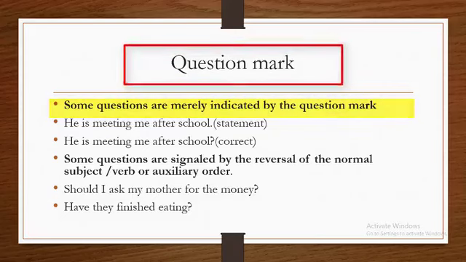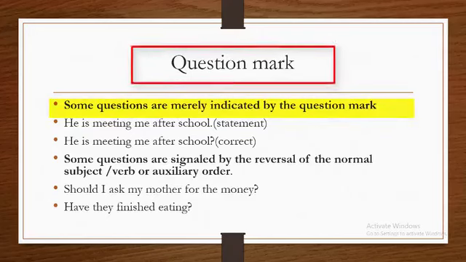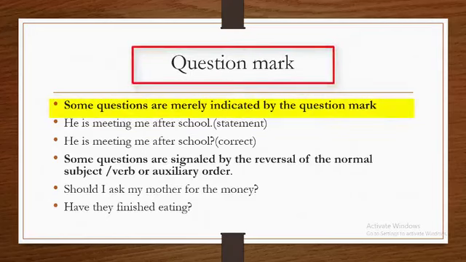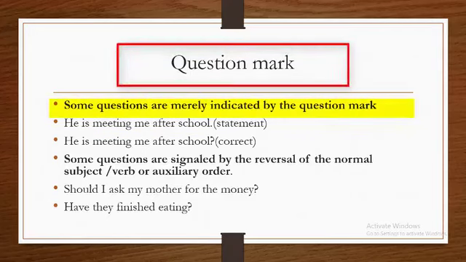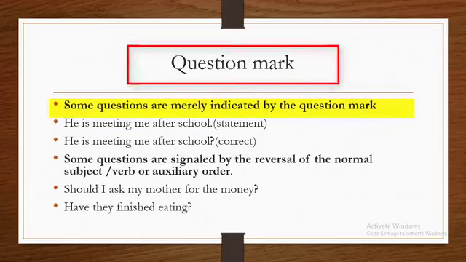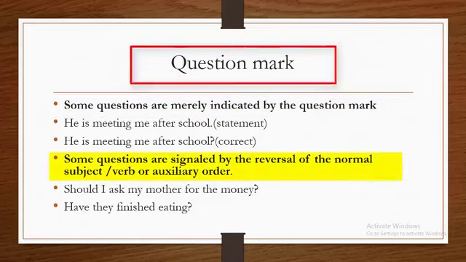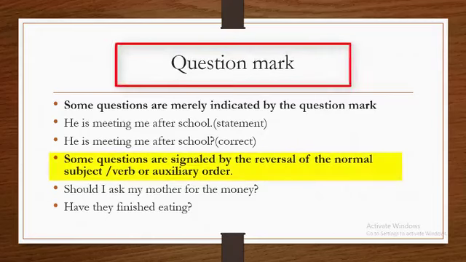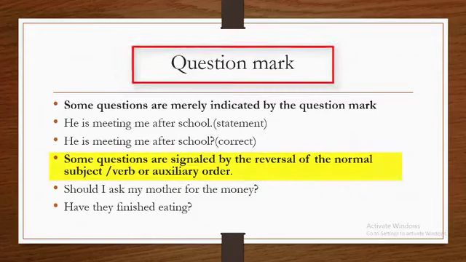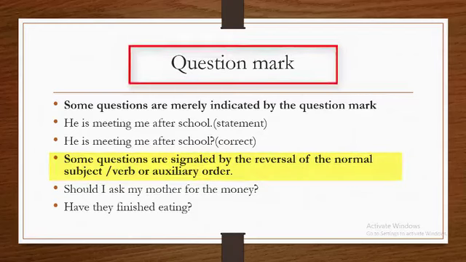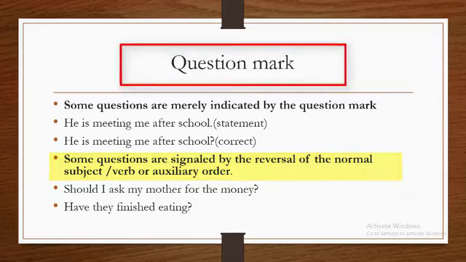Some questions are merely indicated by the question mark. He is meeting me after school. That's a statement. He is meeting me after school? That is a question. Some questions are signaled by the reversal of normal subjects. Should I ask mother for the money? Have they finished eating? Not they finished eating. Not I should ask mother for the money.